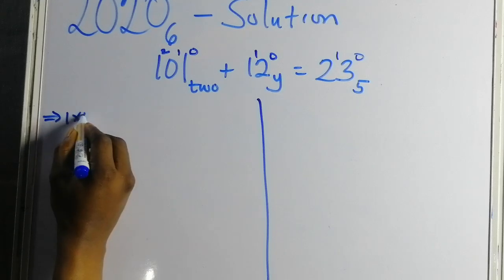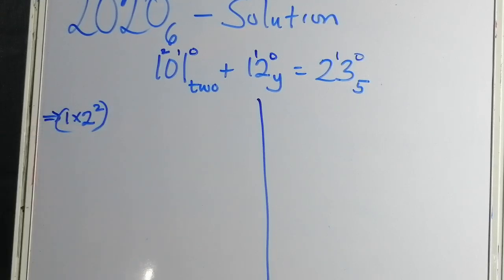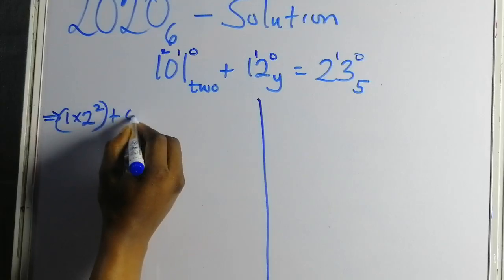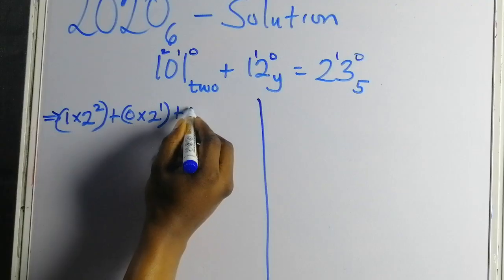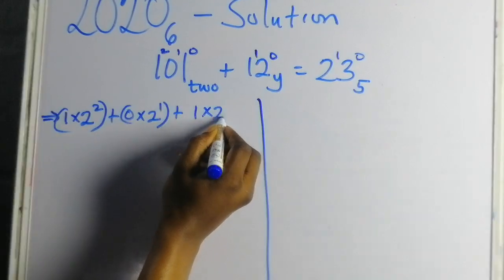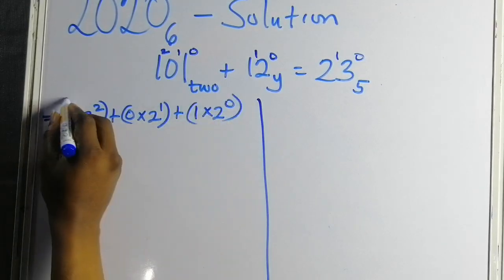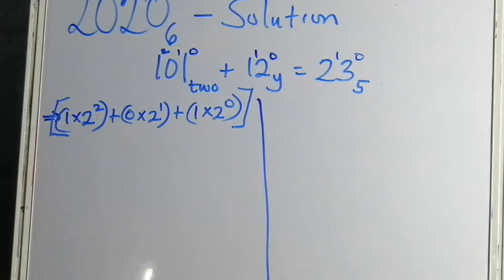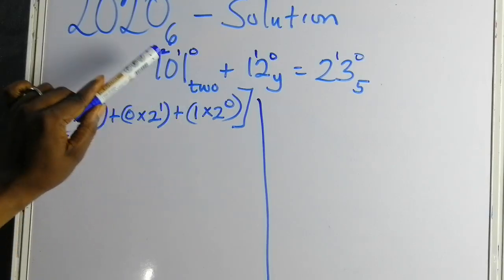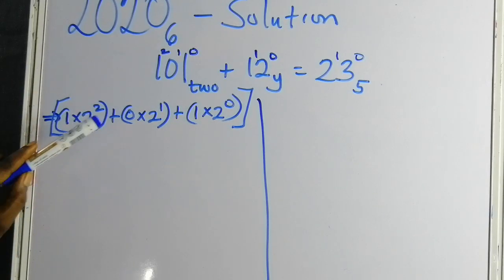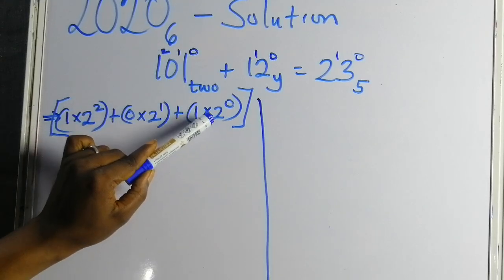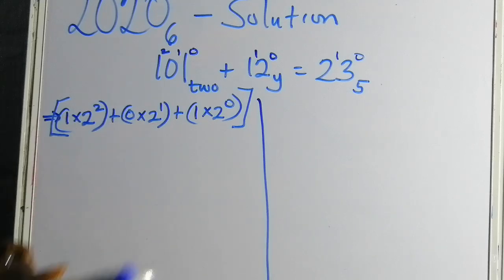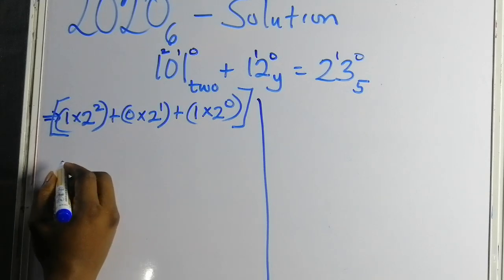So at the end of the day, this implies that 1 times 2 raised to power 2, plus 0 times 2 raised to power 1, plus 1 times 2 raised to power 0. So that's for the first one. Then we've done this: that's 1 times 2 raised to power 2, 0 times 2 raised to power 1, then 1 times 2 raised to power 0.